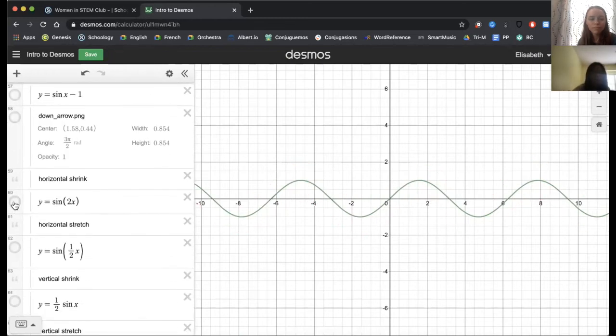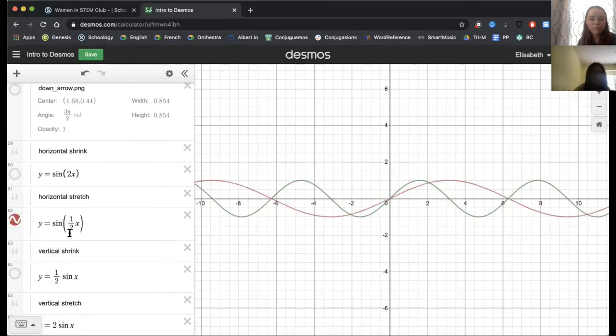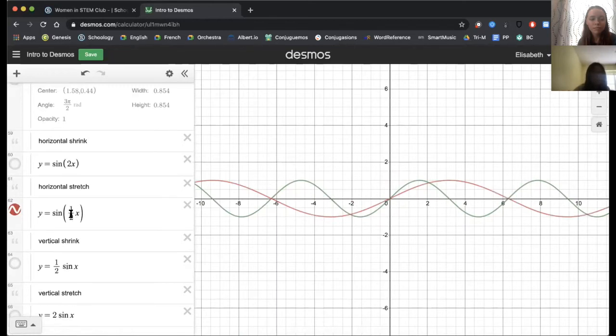If you want to shrink it horizontally, then do something like this. And now, as you can see, the graph is a little skinnier. If you want to make it wider, you can use something like this. And for these numbers, this should be above 1, and this should be between 0 and 1.